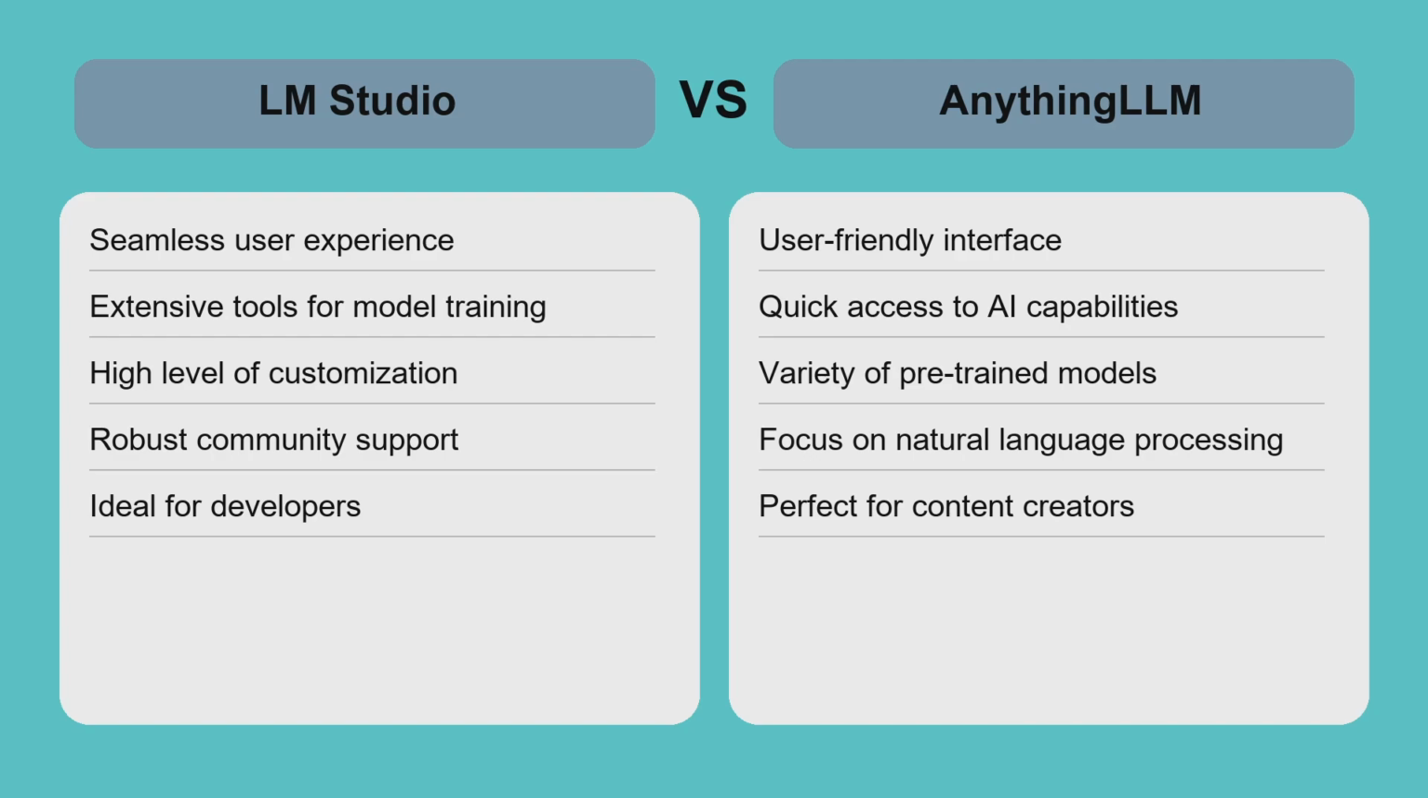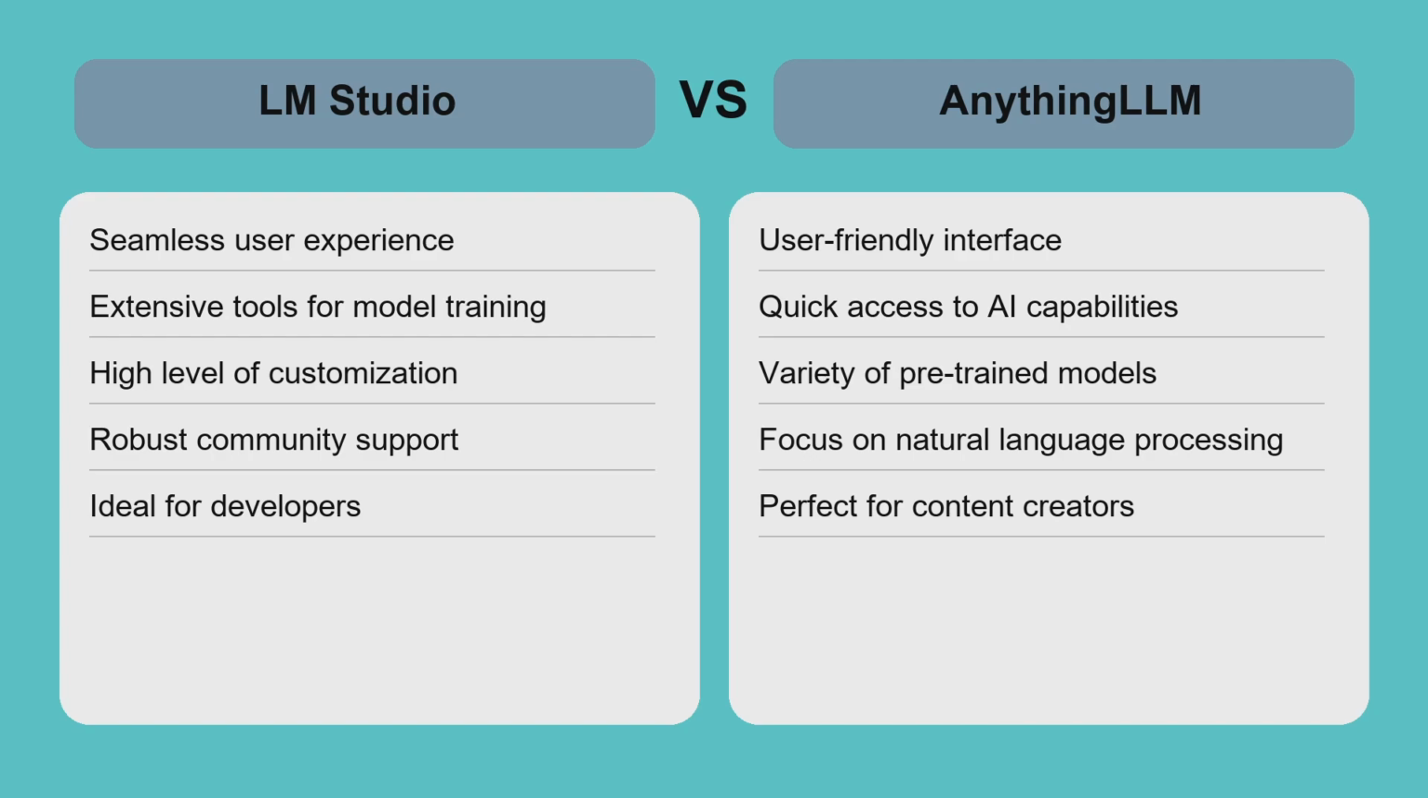If you require extensive customization and are comfortable with a more complex interface, LM Studio could be the better choice. It's perfect for developers who want to dive deep into AI model training and deployment. On the other hand, if you value simplicity and quick access to AI features, AnythingLLM stands out. It's designed for users who want to generate content efficiently without getting bogged down by complicated setups.